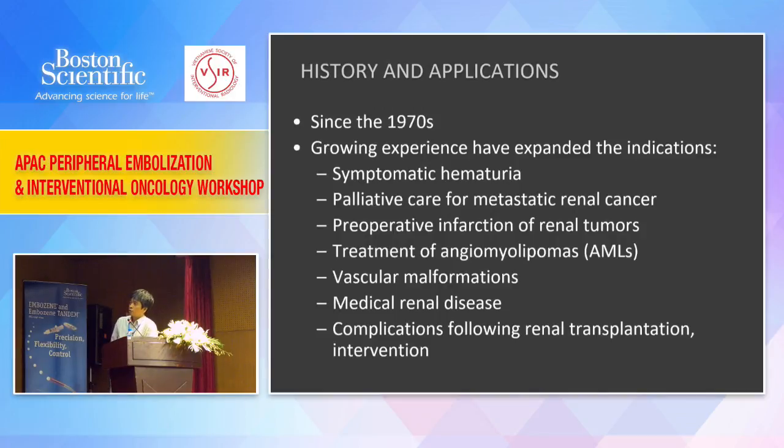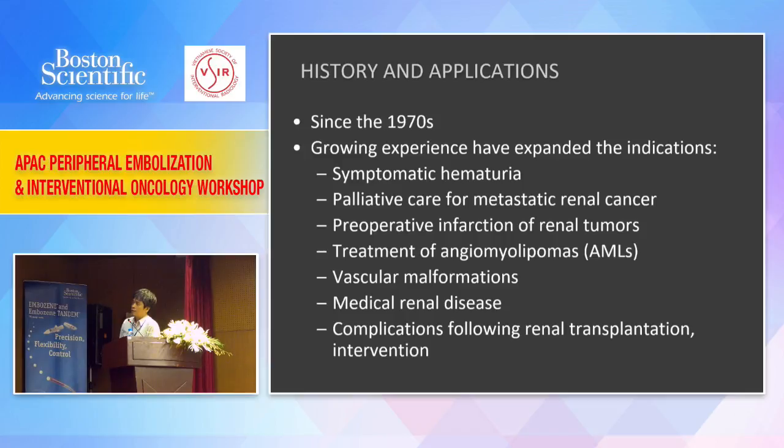And we know that embolization for the renal artery has a young history. It's since the 70s that we performed the first cases, but after that the growing experience expanded the indication. And now the indication is quite large. The most popular indication for the embolization of the renal artery is symptomatic hematuria.